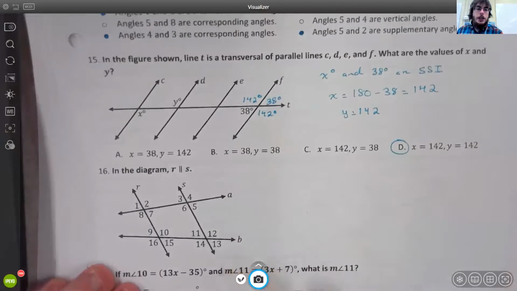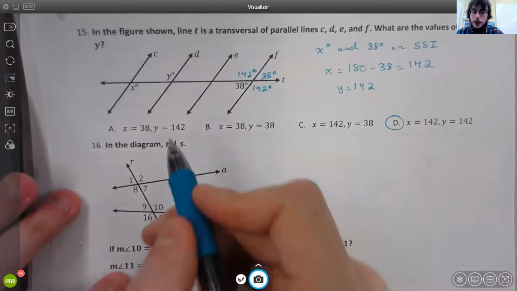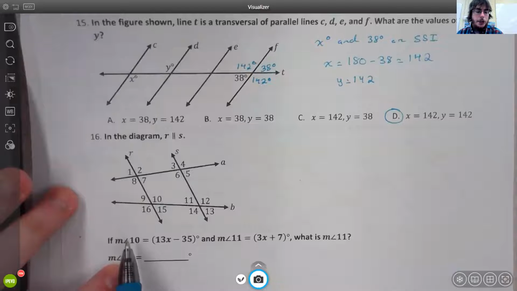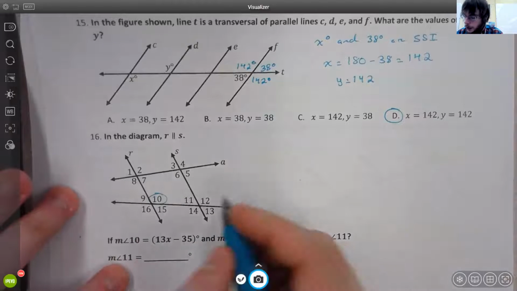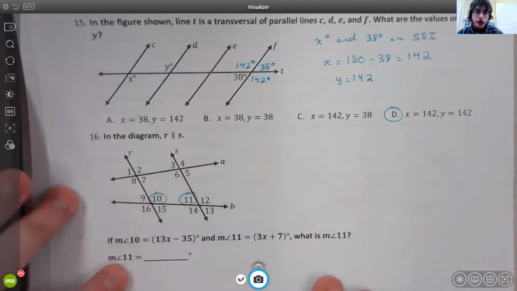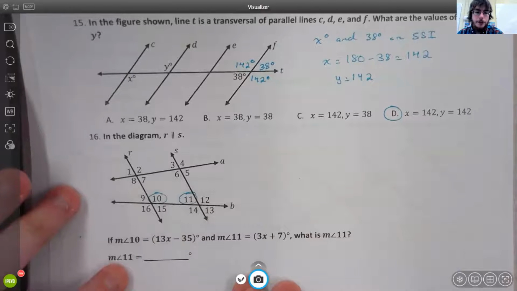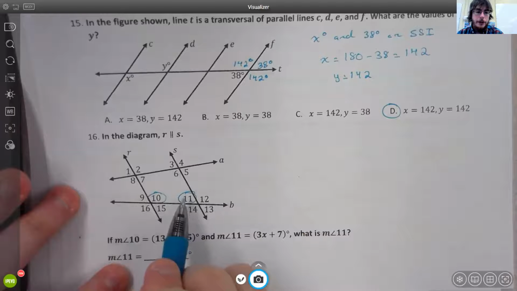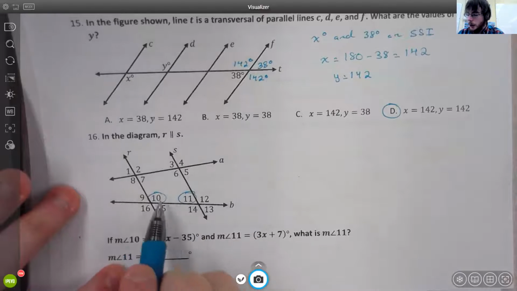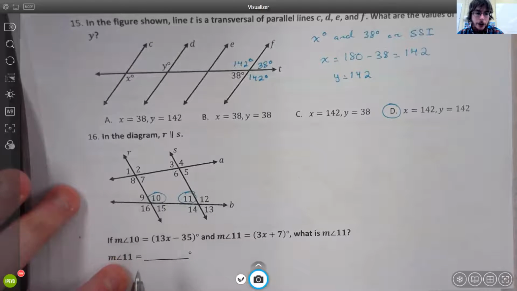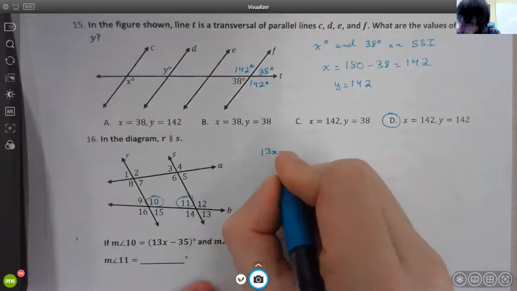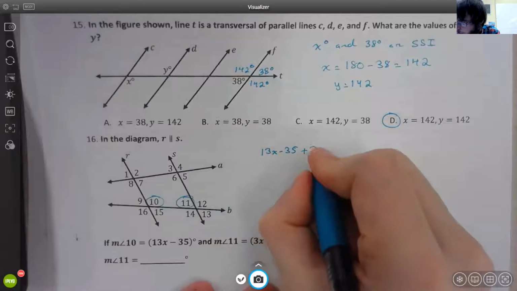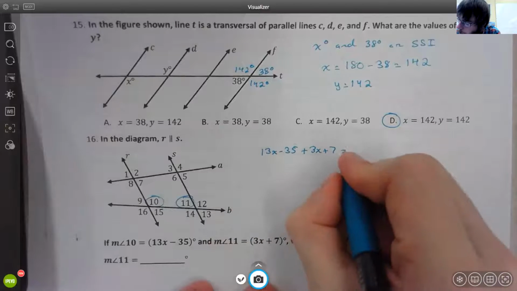All right, next one, number 16. In the diagram, R is parallel to S. It says if the measure of angle 10 is equal to 13x minus 35, and the measure of angle 11 equals 3x plus 7, what is the measure of angle 11? Well, if we look at angle 10 and angle 11, we see that they are same side interior angles. So that means they have to be supplementary. So setting up our equation, we add them together, 13x minus 35 plus 3x plus 7 equals 180.